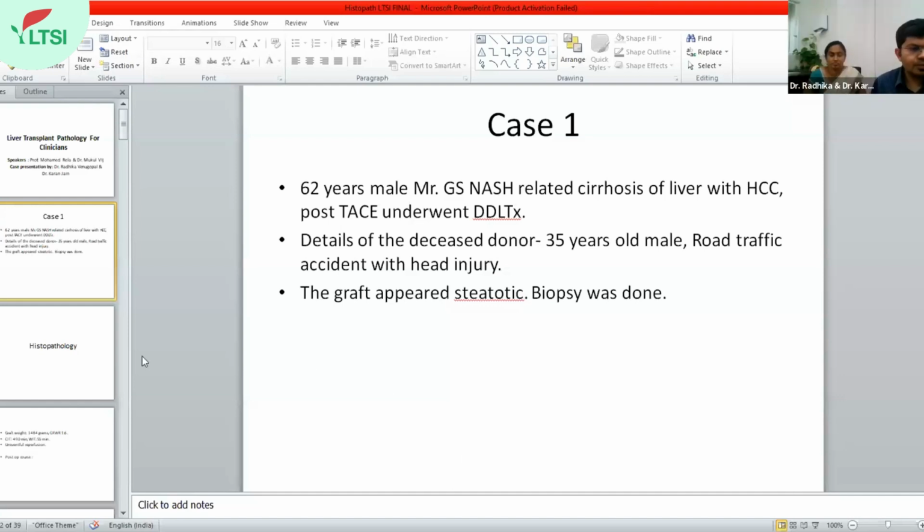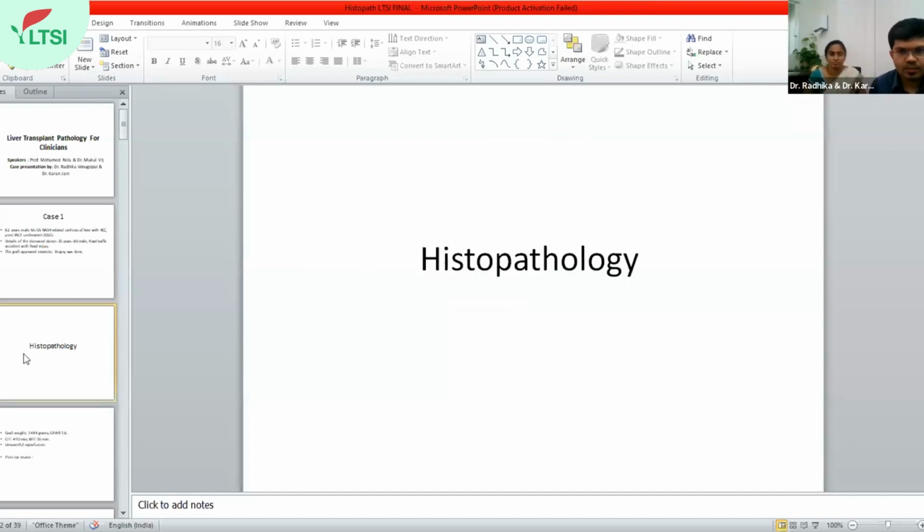Yes. See how this patient is done. Yes, Prof. So we went ahead with the transplantation for this patient. The graft weight was 1,400 grams and the GRWR 1.6. The cold ischemia time was 490 minutes. Uneventful reperfusion.